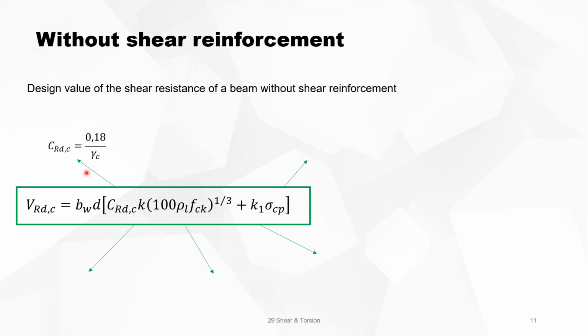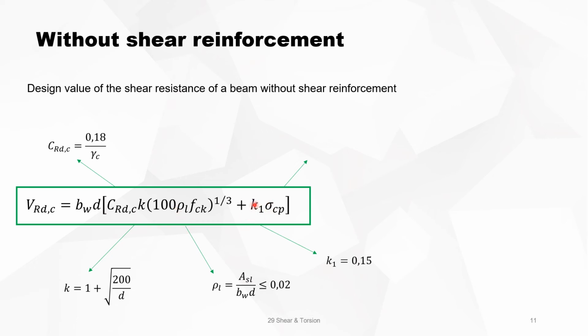First, it's CRDC, the safety coefficient, the material coefficient. It's 0.18 divided by the material coefficient of concrete, which is 1.5. K factor is a scale factor. It's 1 plus the square root of 200 divided by D, and D in millimeters. And rho L is the density of the longitudinal reinforcement, defined as ASL divided by BWD, and it must always be smaller than 2%, so you cannot put here a value which is bigger than 2%.